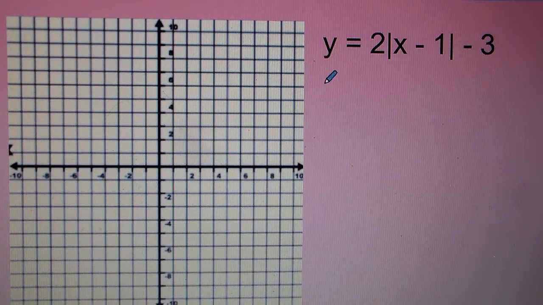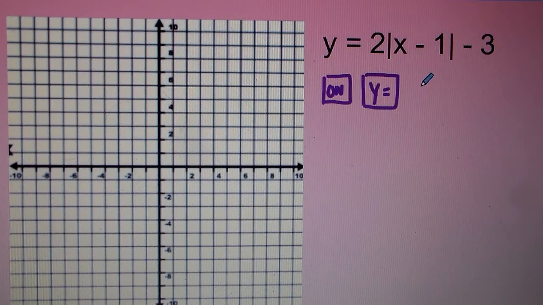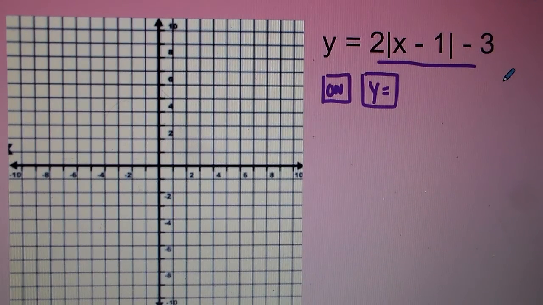So what I need you to first do is turn the graphing calculator on by hitting the on button. And after hitting the on button, I need you to hit the y equals button, which is located in the top left hand corner. Then next to the y1 equals, I need you to type in this equation. I'll give you a second to do so.